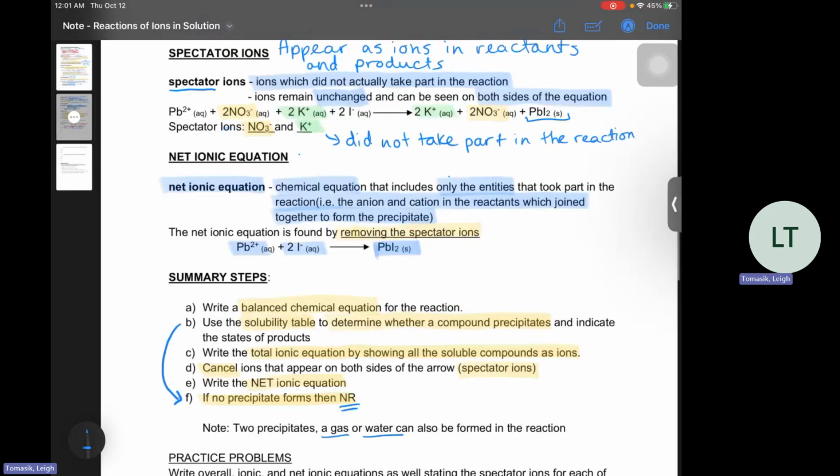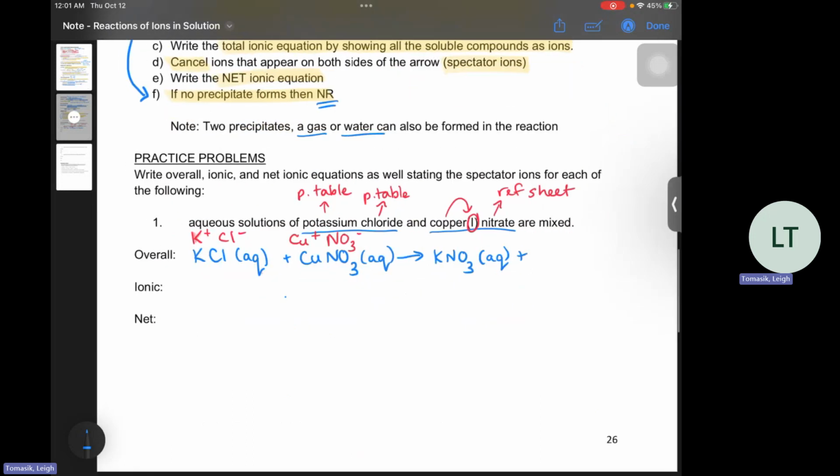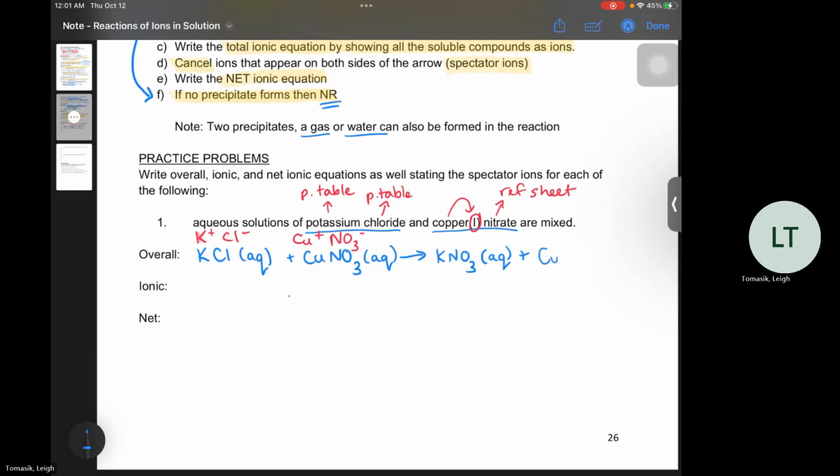Okay. So yes, copper 1 nitrate, copper 1 chloride is going to be a precipitate. Okay, so that's the overall equation. Is it balanced? Yes, because we have one of everything.